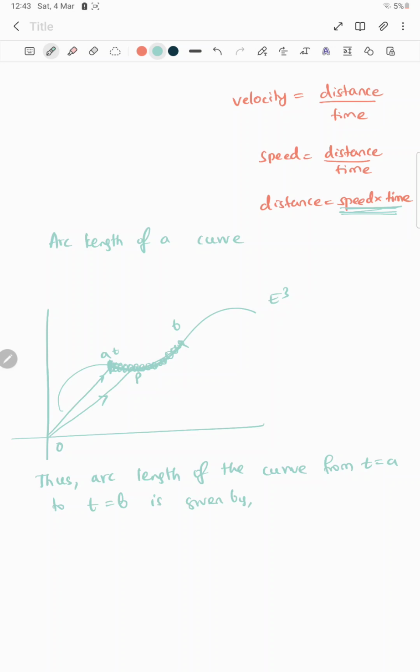so where to where we are taking from A to B, so this is A to B. Speed into time, speed is in terms of norm of the velocity vector into time, means it is very small time, change in time is dt. So this is nothing but the arc length of the curve which is moving in E3 between the limits A to B. This equation we can call it as arc length function.